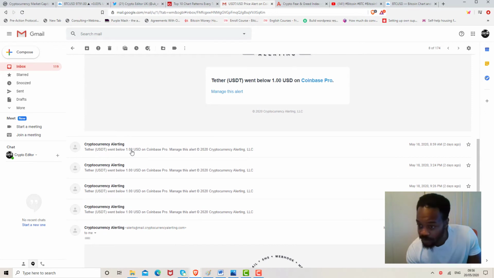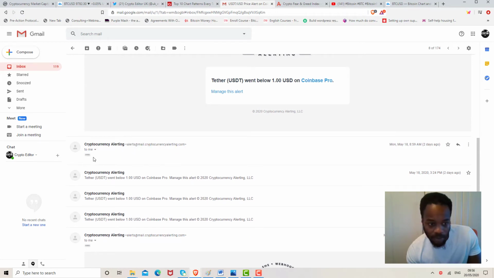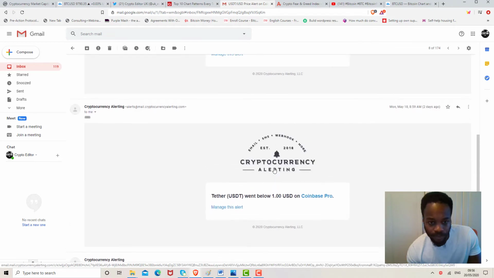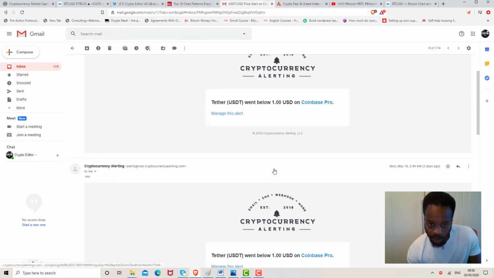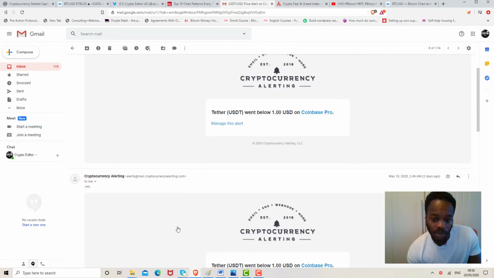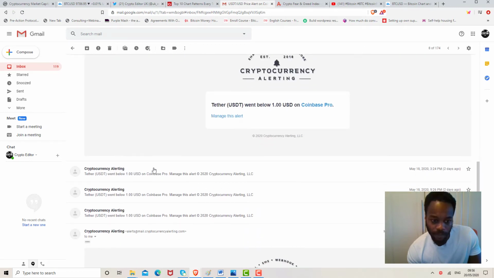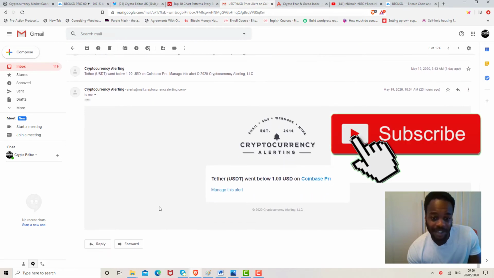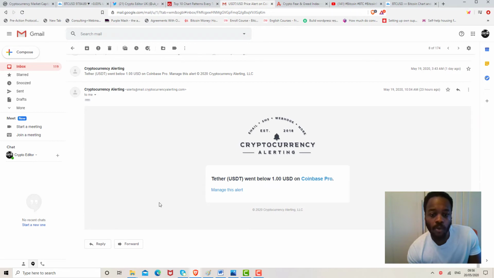Then we've got another one, same thing two days ago. Different times, however, it's falling below $1 US on several occasions here. So my alert is for when it falls below. So we've got alerts here being 1, 2, 3, 4, 5, 6, 7, 8 occasions the price of Tether has fallen below $1 US. And why is that important, you may ask?